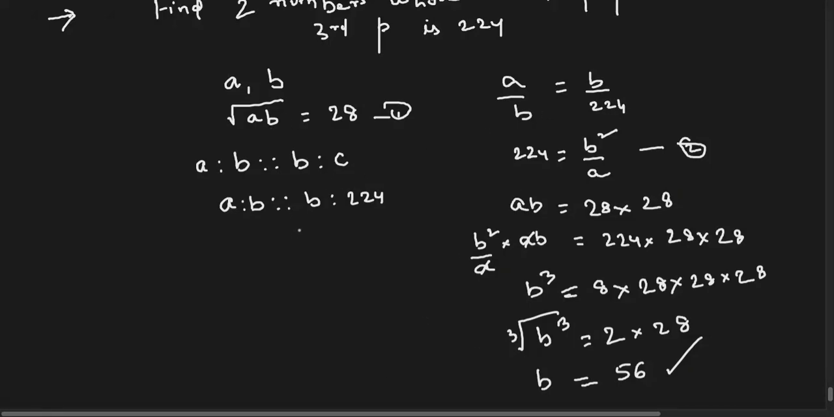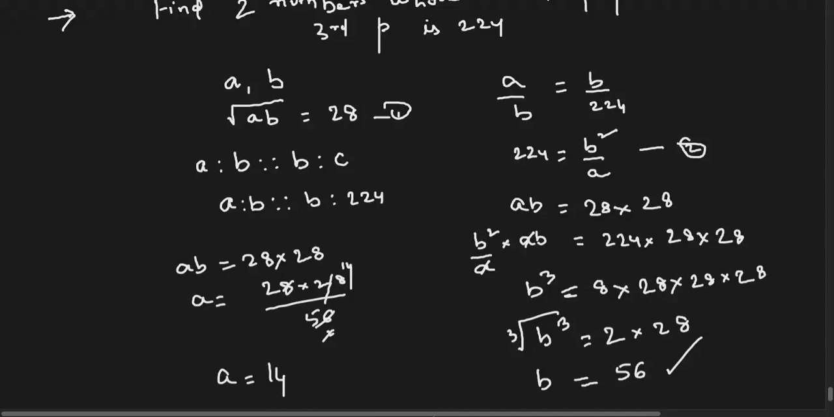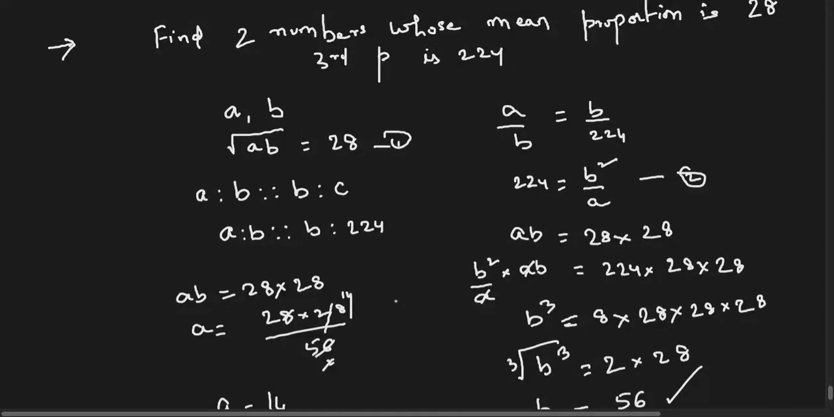Now substitute this in our problem here. AB equal to 28 into 28, correct? So B is how much? 56. So A equal to 28 into 28 divided by 56. So A is how much? 14. B is how much? 56. Understood? So you are utilizing both the equations here and getting the values of A and B.